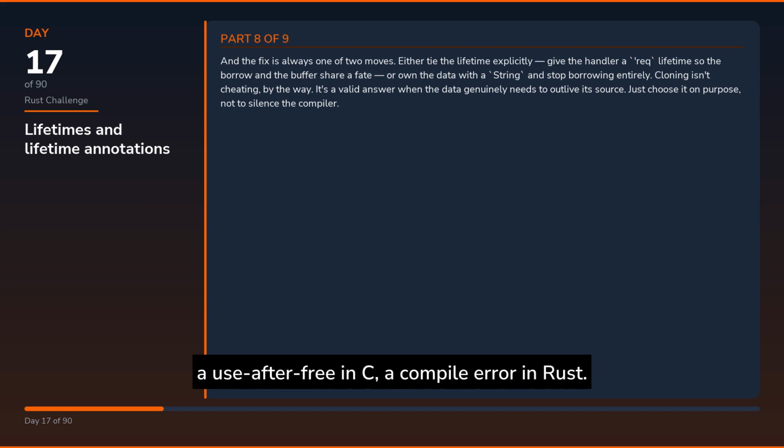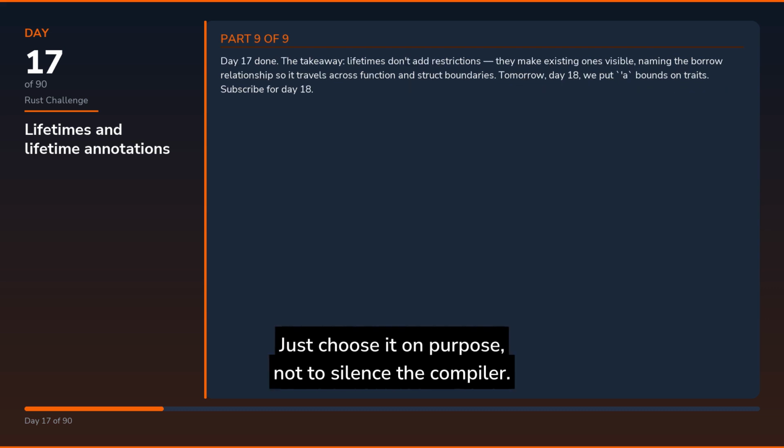Day 17 done. The takeaway: lifetimes don't add restrictions, they make existing ones visible, naming the borrow relationship so it travels across function and struct boundaries. Tomorrow, day 18, we put trait bounds on traits.